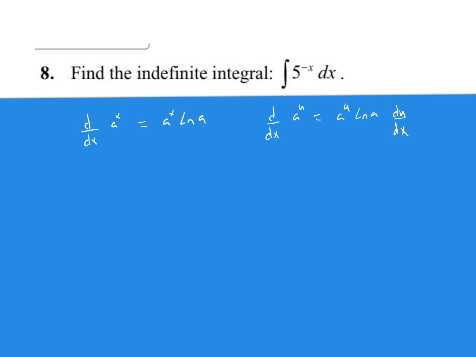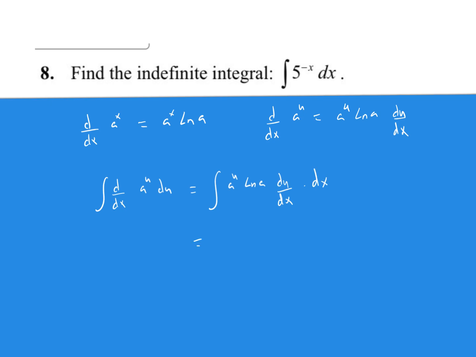And this equation yields another equation that is an integral equation. How? We take the integral on both sides. So the integral of the derivative with respect to x of a to the u du is equal to the integral of a to the u natural log of a by du/dx dx.